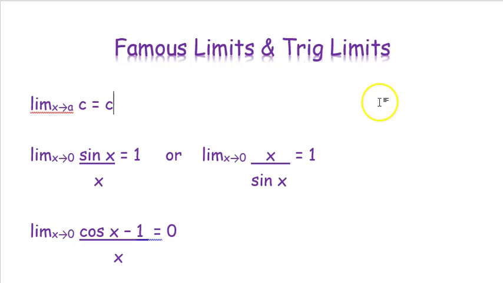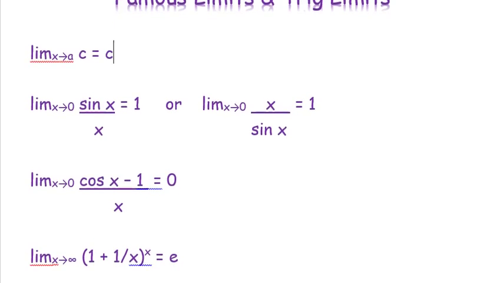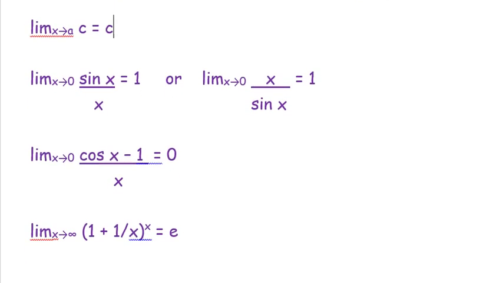Okay, this lesson is on what I call famous limits, and we're going to talk about trig limits. There are four famous limits that I want you to know, and it's these four right here. This first one, we have the limit as x approaches a of c equals c. Here a is standing for an x value, a number. C is standing for a plain number.